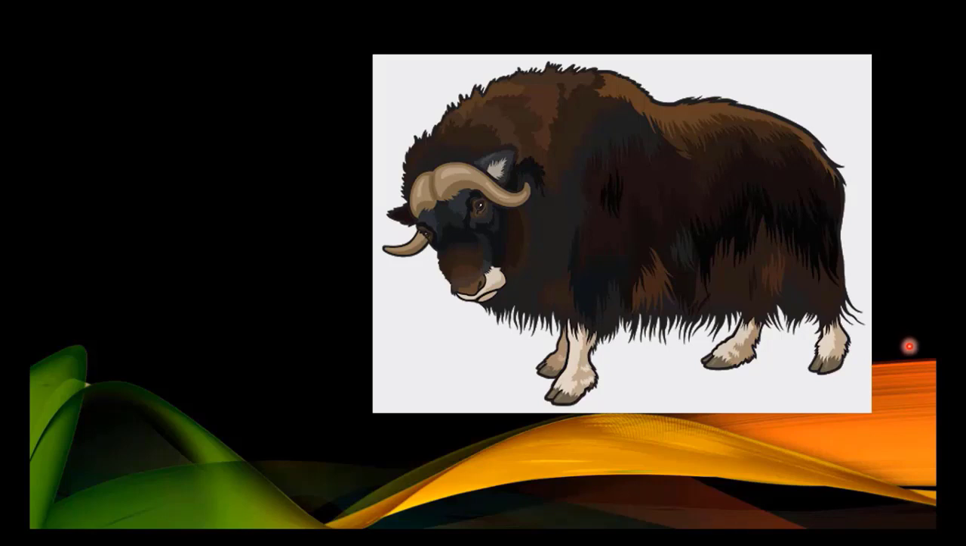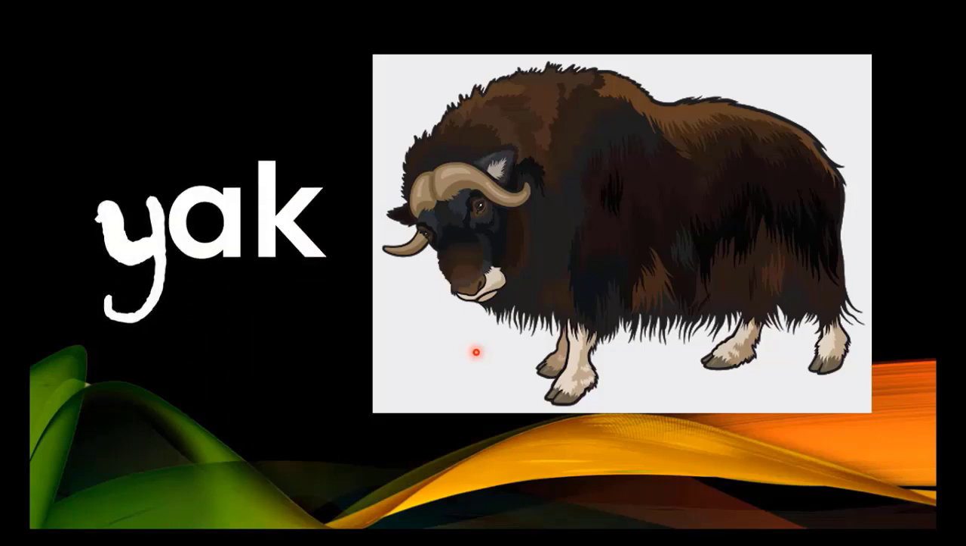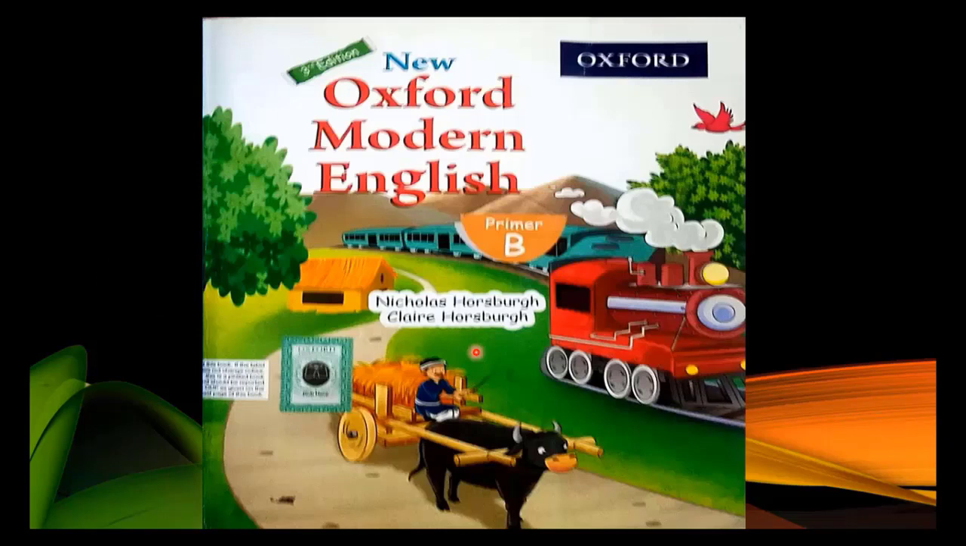Yuck. Yuck usually has long hair and short legs. It has big horns. It is just like ox. Yuck. Yuck. Now let's open New Oxford Modern English.